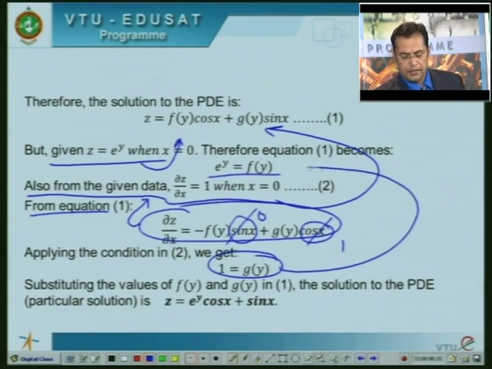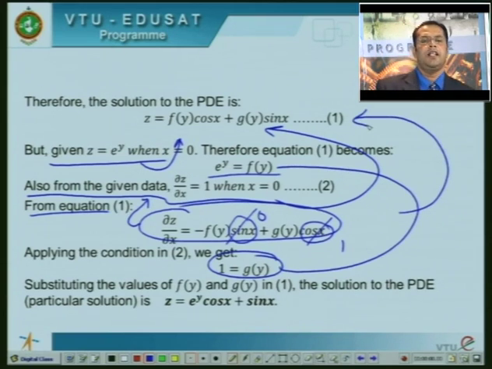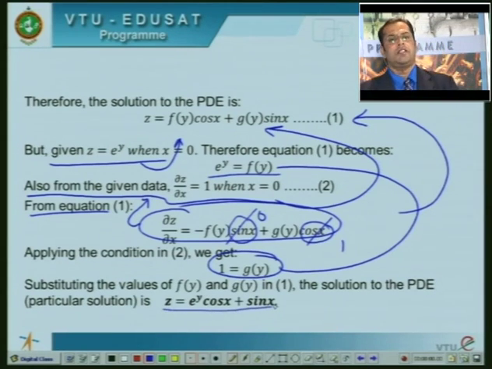So, finally, substitute these constant values calculated in your solution in 1 to get z equal to f of y, which is e power y, into cos x plus g of y, which is 1, into sin x, or z equal to e power y cos x plus sin x becomes the solution. And let me remind you, friends, this is a particular solution because you have also determined the functions assumed in the solution to the PDE that you see in equation 1 here.